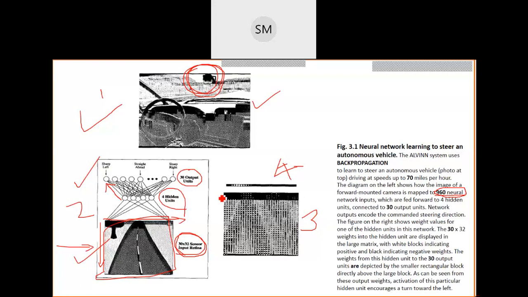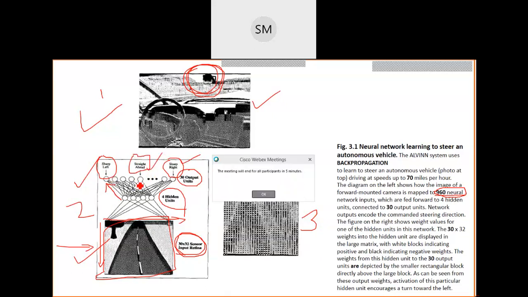See here, we are using 30 output units. Here is the left side and this is the right side: a sharp left curve, a sharp right curve. It means we are completely rotating our steering towards the right side, or completely rotating it towards the left side. And if the highway is very straight, then straight ahead is also there. So all these are decisions made by the output units.